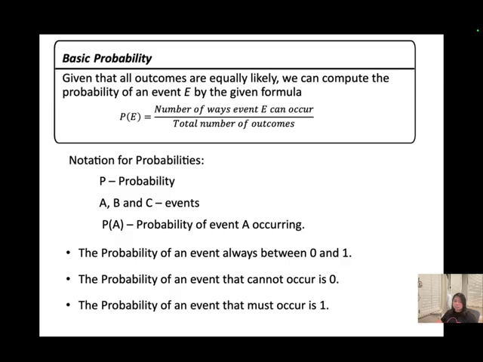The probability of an event that must occur is 1. So for example, if I flip the coin and I want to get either head or tail, then the probability is going to be equal to 1, right? Because the number of ways event E can occur, I can get head or tail, so I have 2 outcomes. And then the total number of outcomes is also equal to 2. So that will be 2 over 2, which is equal to 1.